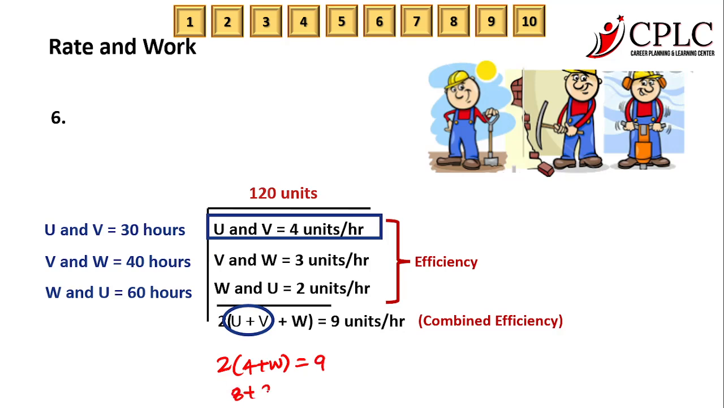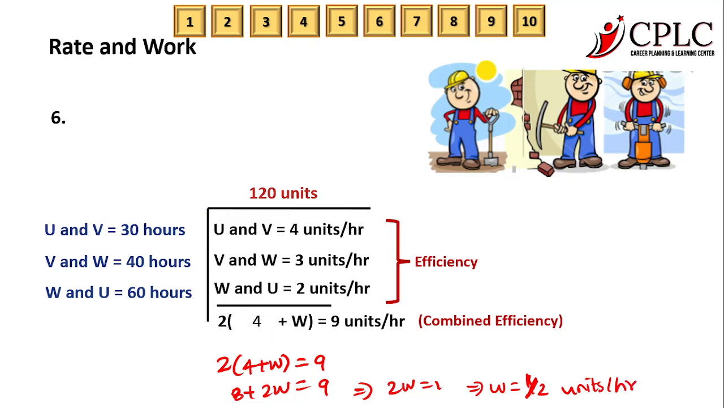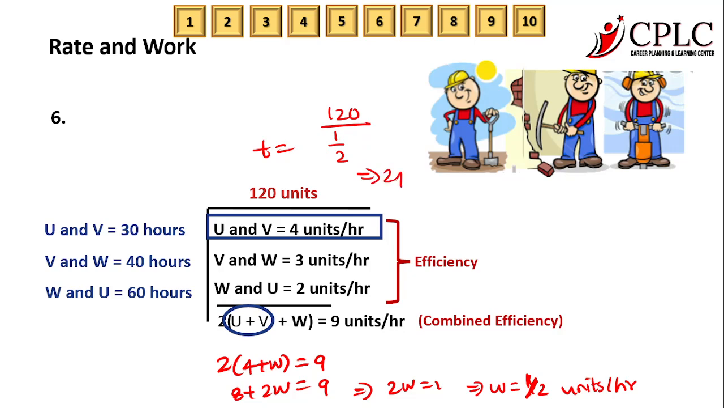So this is 8 plus 2W is 9. So this becomes 2W is 1. That means W is half. So W's efficiency is half, 0.5, 1 divided by 2 basically, units per hour. And at that efficiency, W wanted to do the job alone. So time for W will be: W has to do 120 units at his efficiency, which is half. So clearly it is 240 hours he will require, which is answer option 2 according to me.